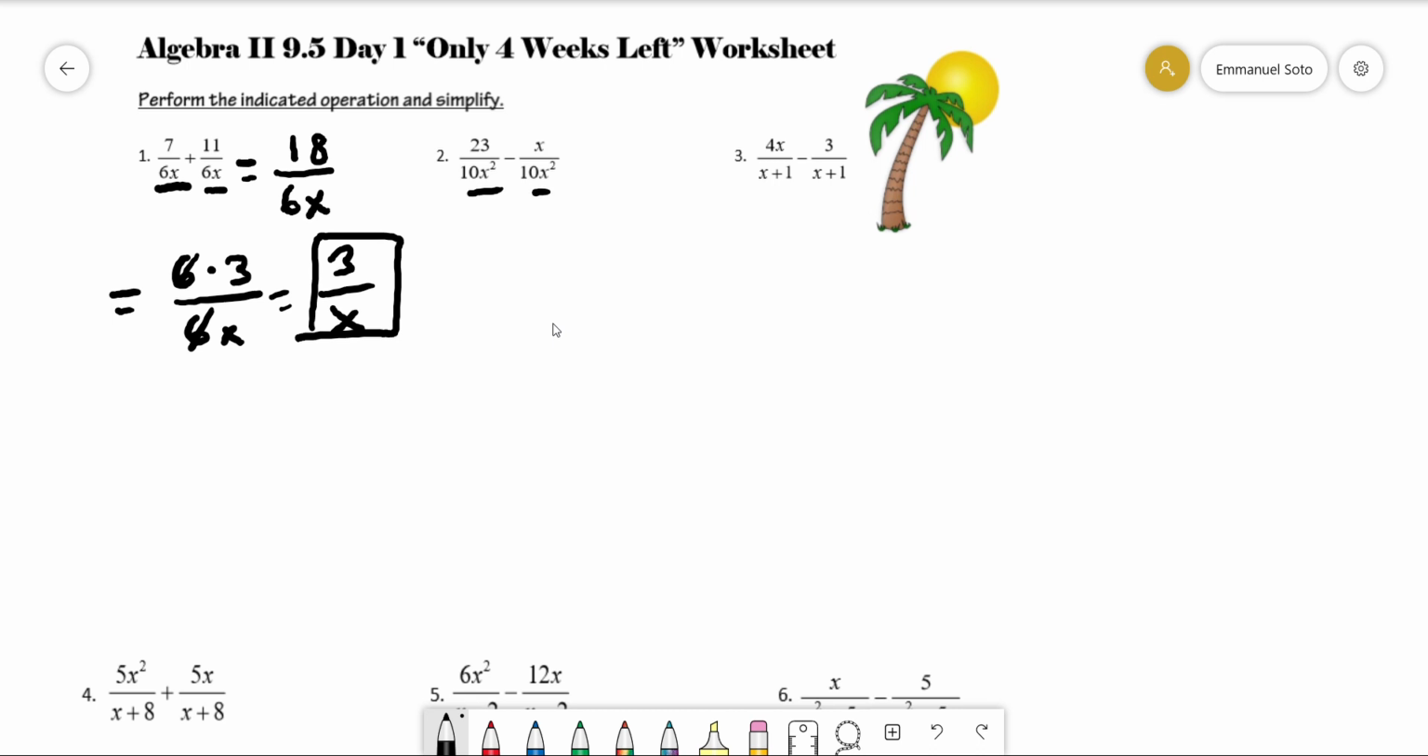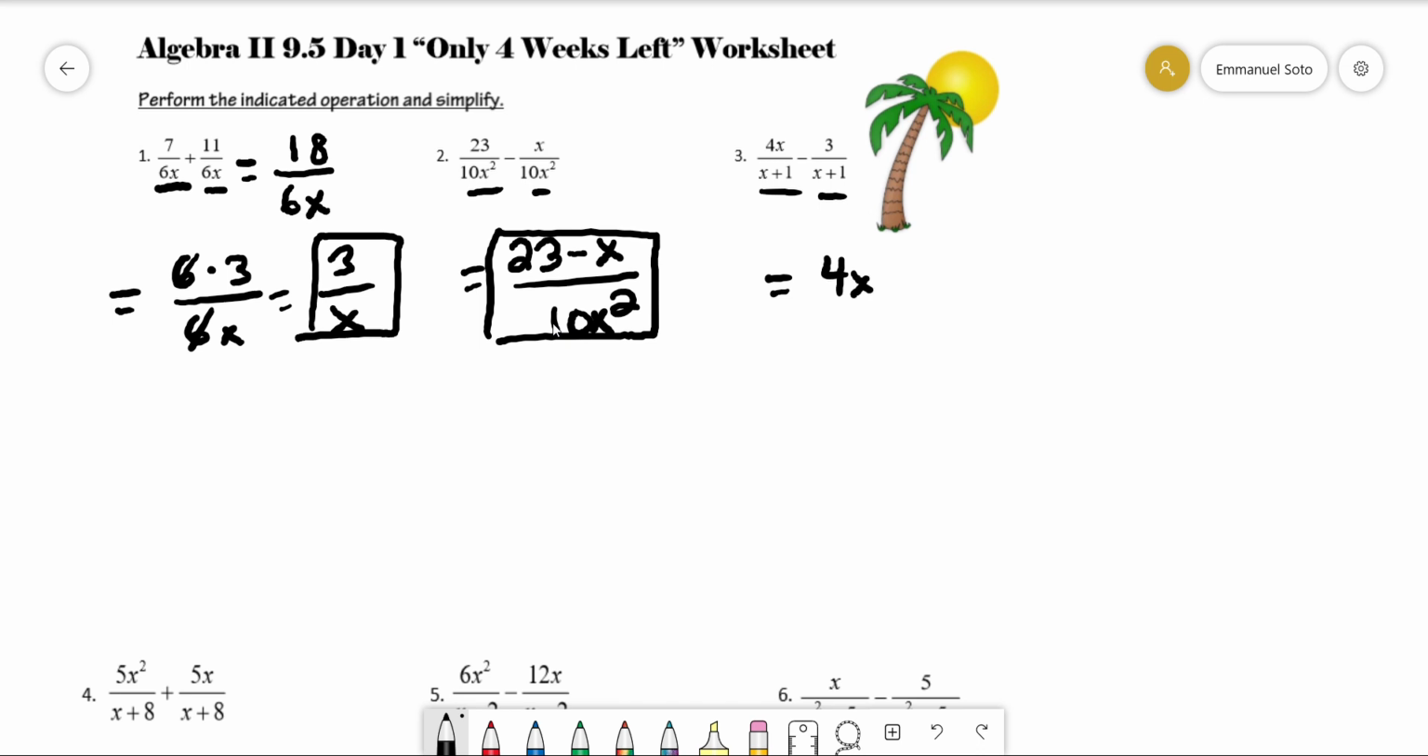Here, same denominator, so we're going to simply subtract the numerators, so 23 minus x over 10x squared. Alright, there's nothing that you can do on the numerator, there's nothing that you can pull from 23 and x, so you are done here. For number 3, same denominators, so you're going to do 4x minus 3 over x plus 1. There's nothing you can pull out from the numerator, so you are done there.